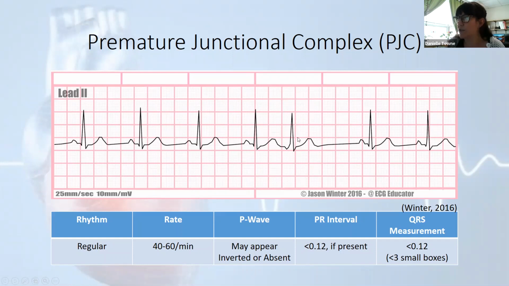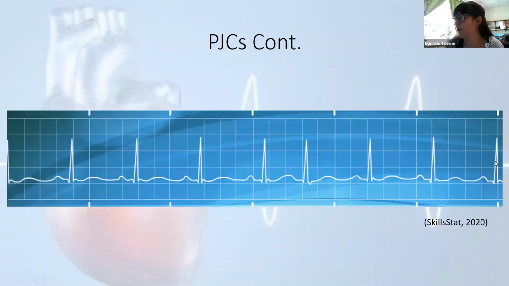We know that it's premature because it happened sooner than we anticipated when we marched it out. And when we look ahead, we can't really see a P wave. You don't have this nice P wave like you had in the previous lecture when we had the PACs, where you could see that there was some type of a P wave, even if it looked different from the rest. We don't have that here. So we know that it's a premature junctional complex, that it's happening from the junction, because of the absent or inverted P wave.